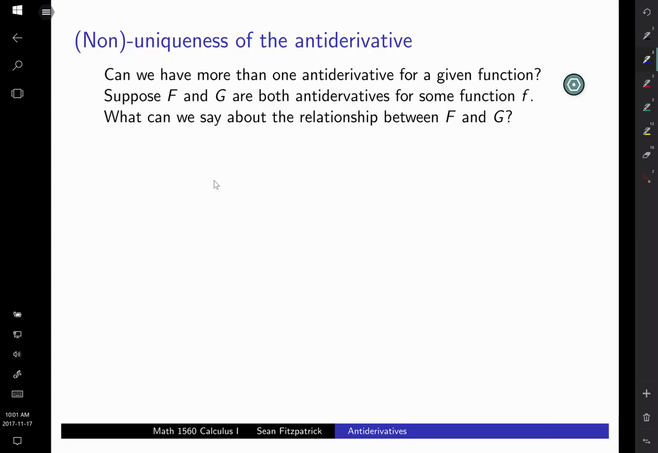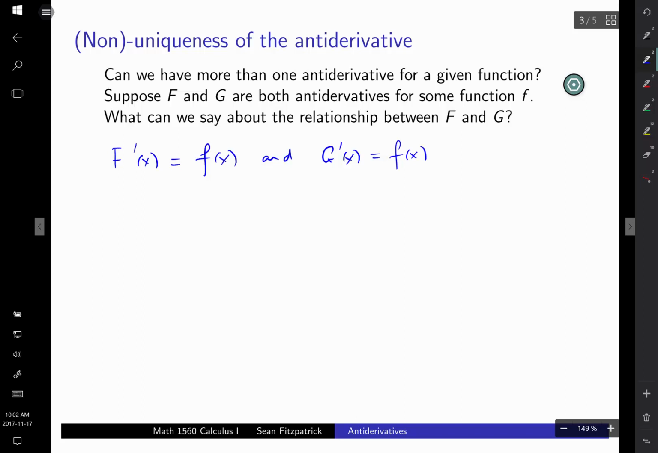Is this antiderivative unique? Is there only one antiderivative, or could you have more than one? Well, let's think about it. Suppose I have two antiderivatives for some function f. What does that mean? Well, that means that F prime of x equals f of x, and G prime of x equals f of x, right? They're both antiderivatives, so their derivatives both equal f. Well, that means that F prime of x equals G prime of x.